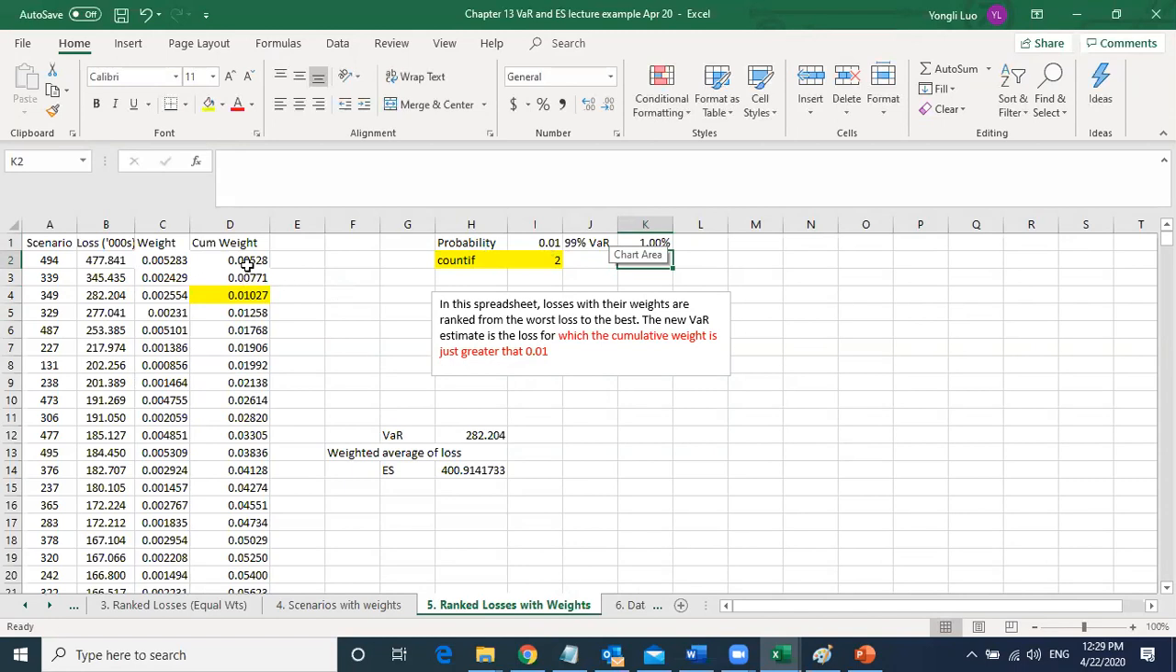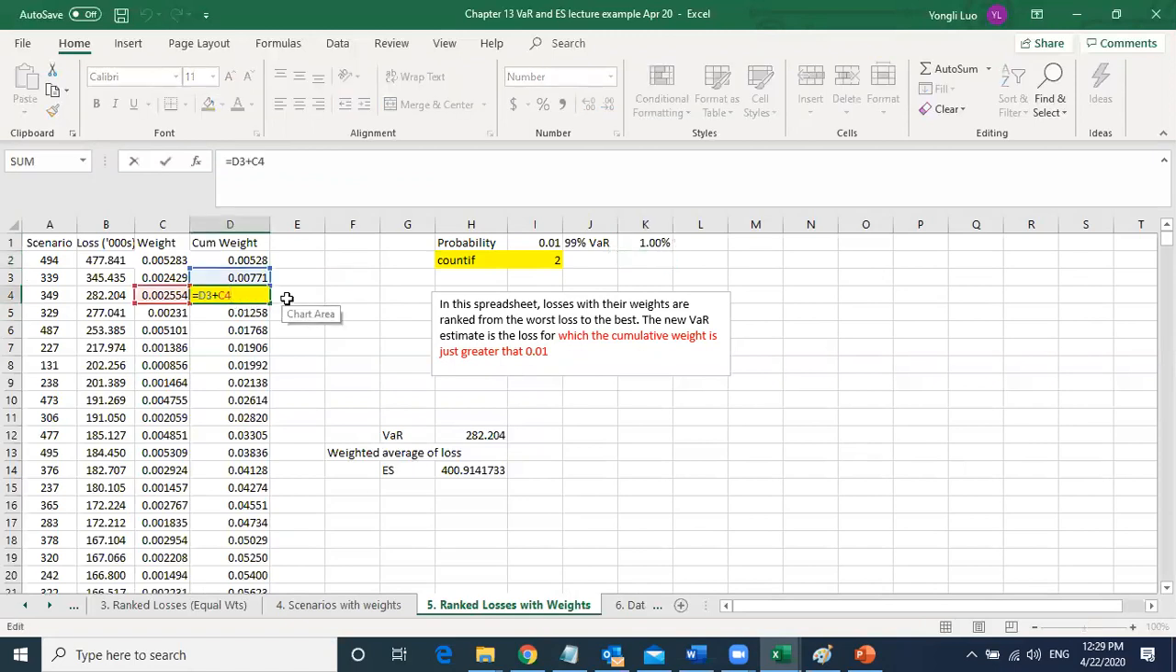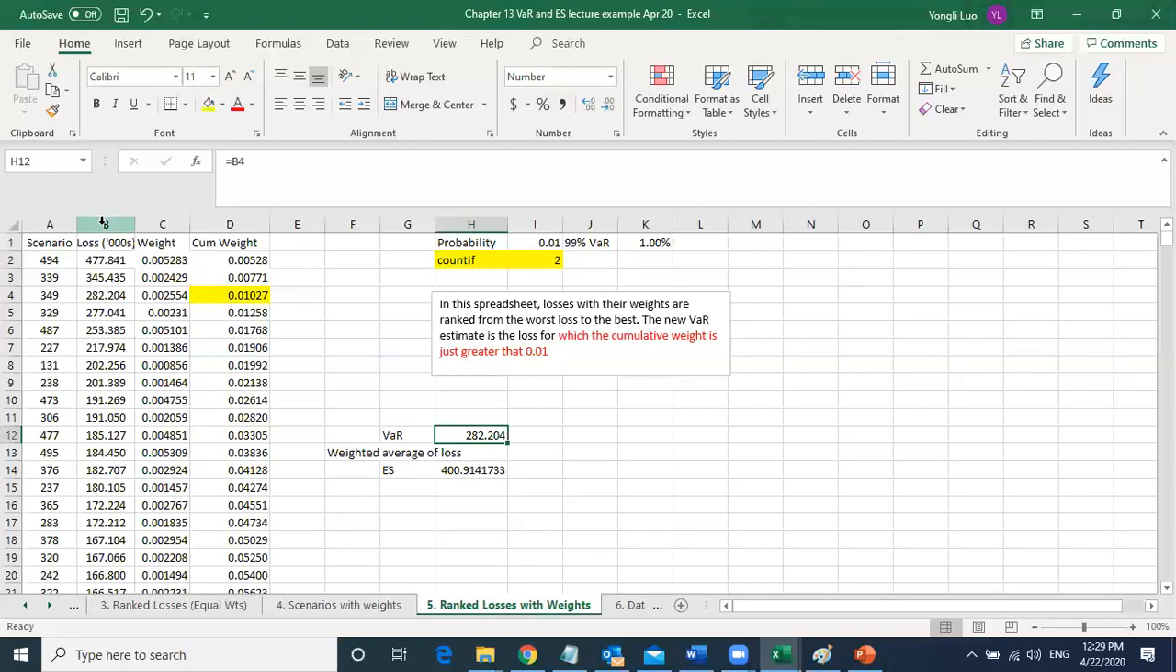So until what moment do you see that the cumulative biggest loss reaches 0.01? Until the third one, you will see 0.01, which is greater than 1%. So that's the one you choose. Okay, we have the D4, right? So what will be your VaR? The VaR is going to be your B4, which is at this level. B4 is 282.